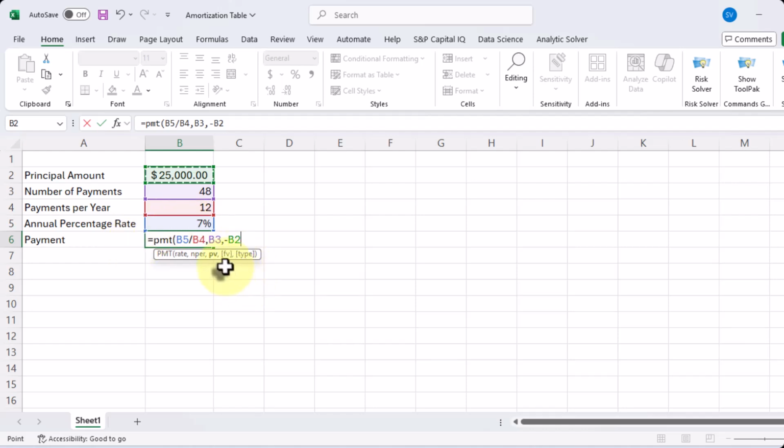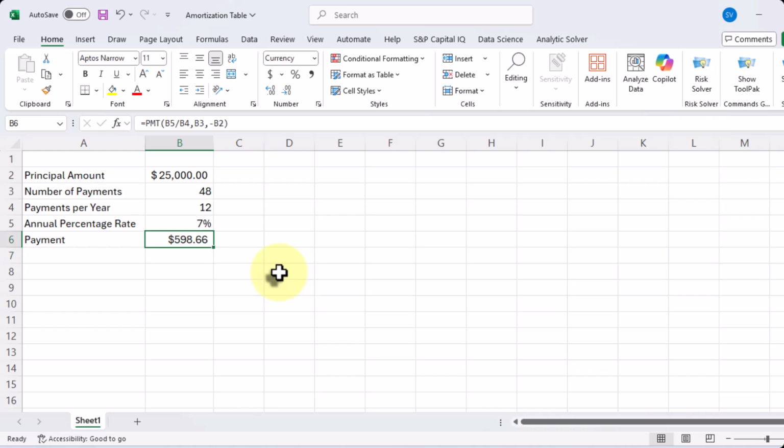The last two items are the future value and the type. So in our amortization table, we're going to assume that we're making payments until the loan is paid off. So in this case, we would just have a 0. We're also going to assume that payments are made at the end of the period rather than at the beginning of the period. And so I'm going to just leave out those last two variables and close out these parentheses here. And that's going to give us our payment on that loan of $598.66.